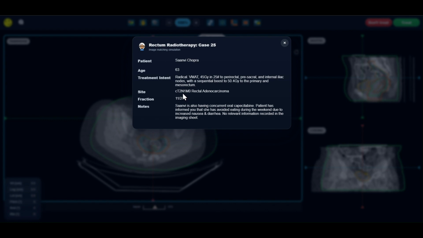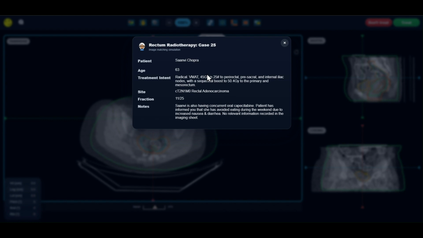And N1 means that there's evidence of regional lymph node involvement. So in simple terms, the nearby lymph nodes are also affected. And finally, M0 means that there is no distant metastasis. So there's no evidence that the cancer has spread to distant organs such as the liver or the lungs.